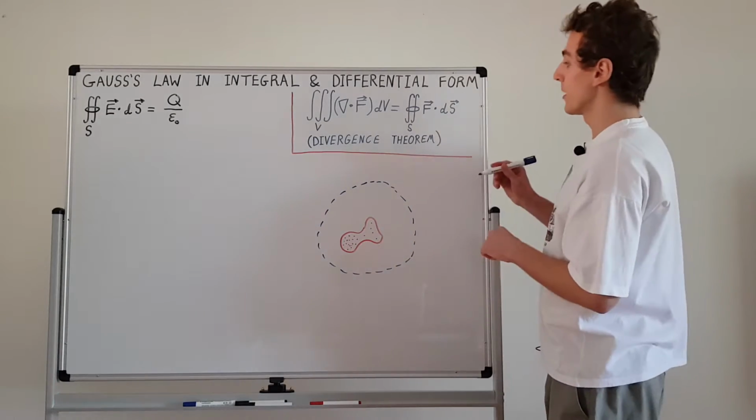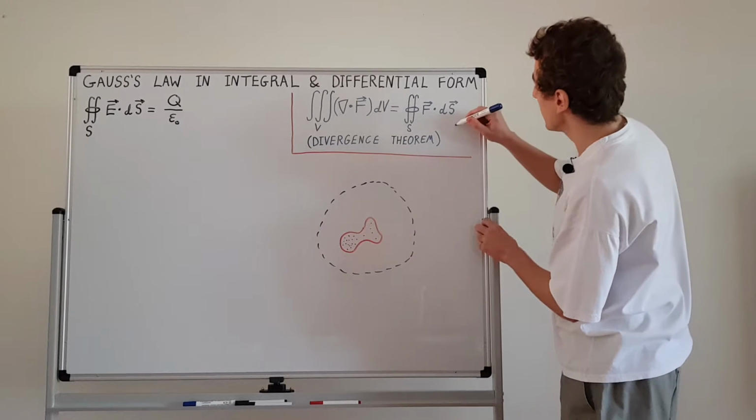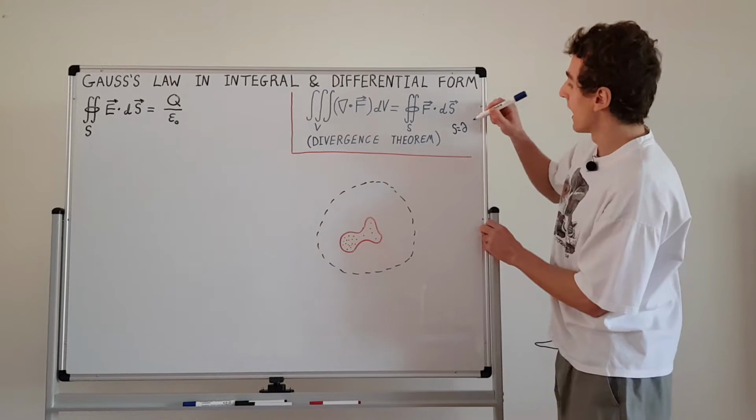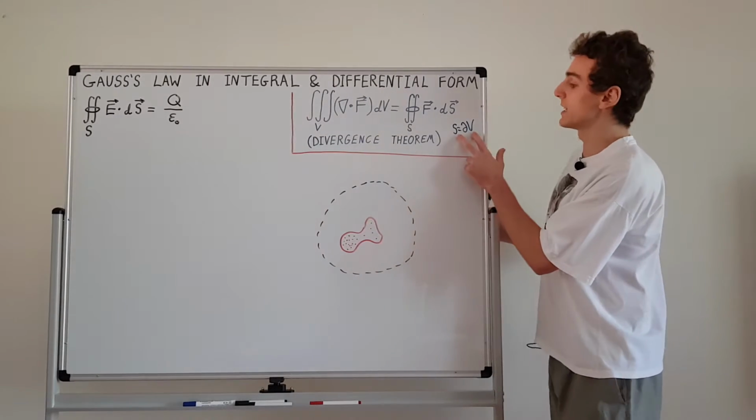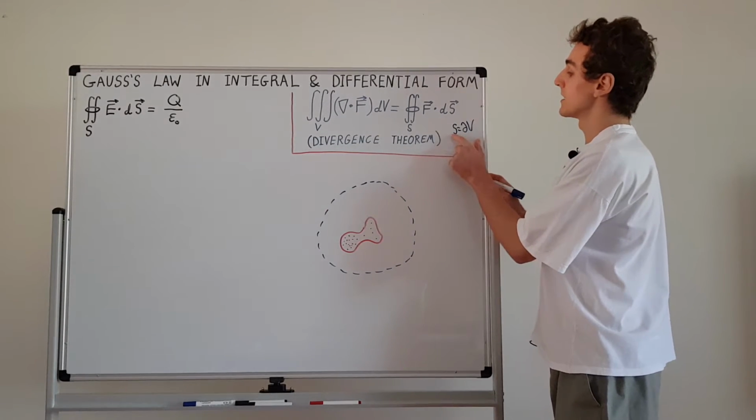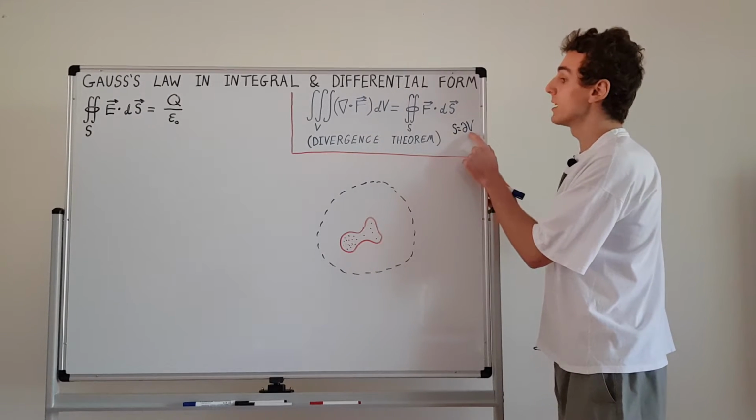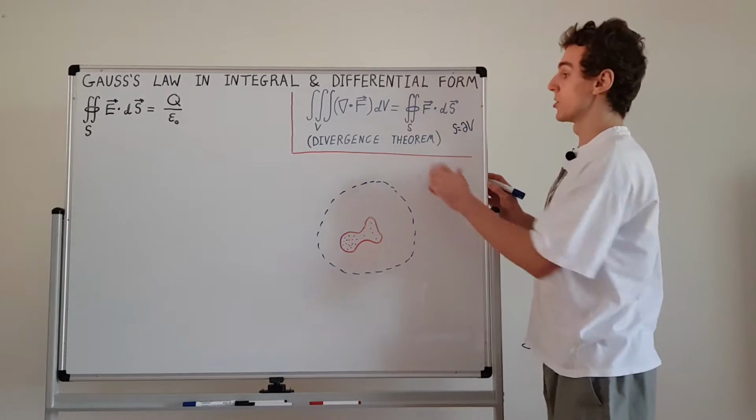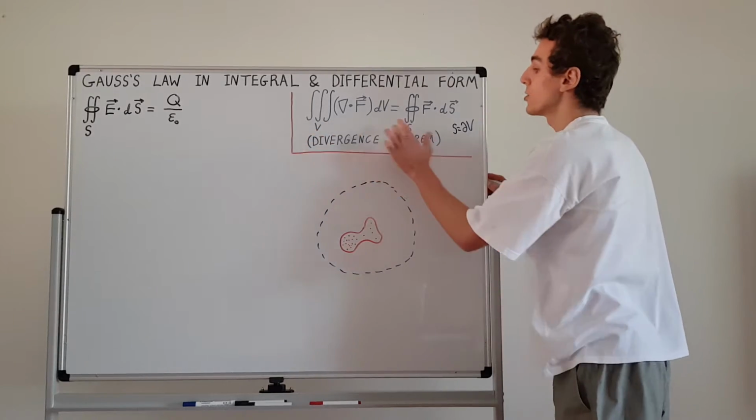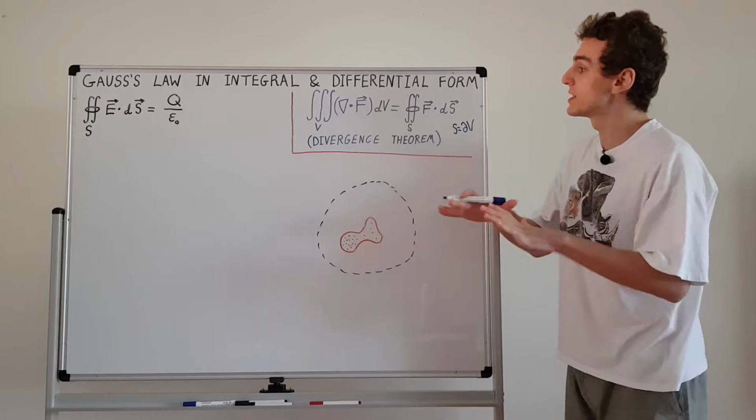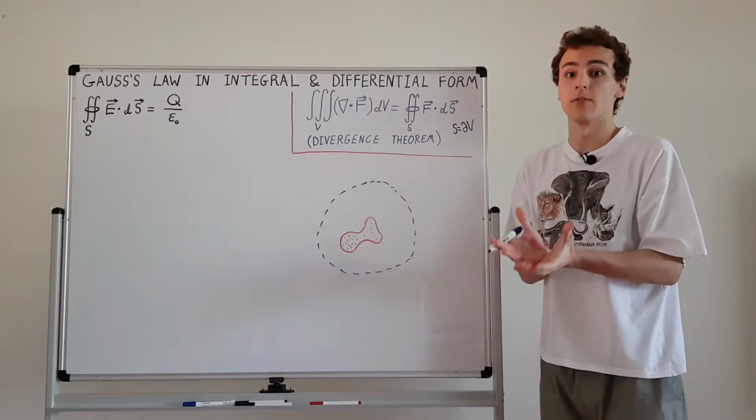Another notation you might also see is, instead of S, a little funny-shaped D and then V. This indicates that the surface S is the boundary of the volume. So S is always the boundary of the volume. It's not just any random surface. It has to be specifically the surface that encloses the volume.